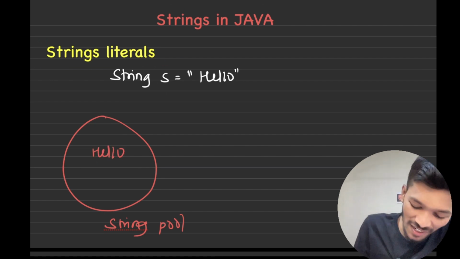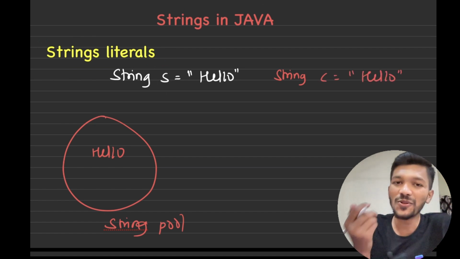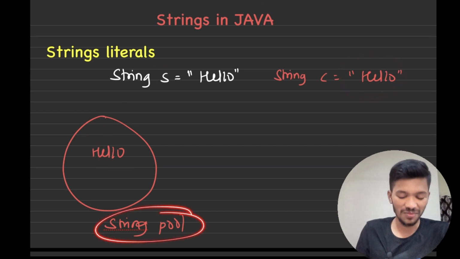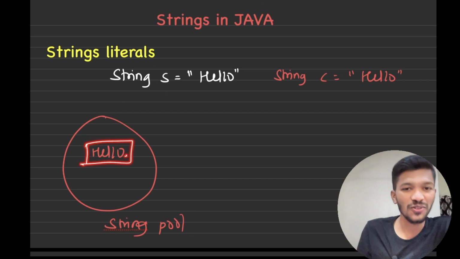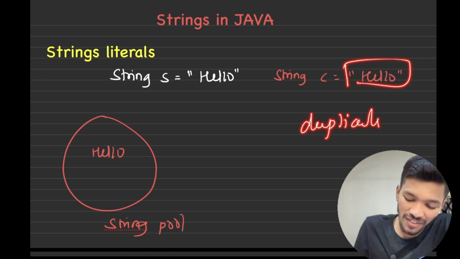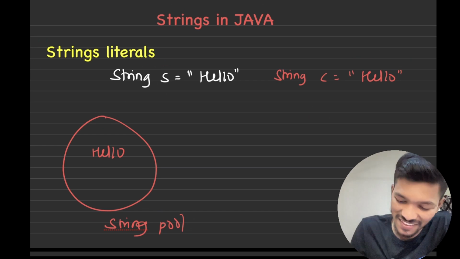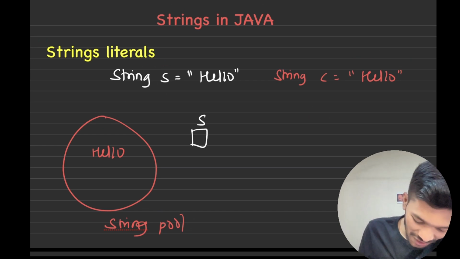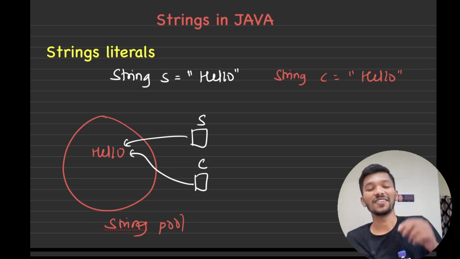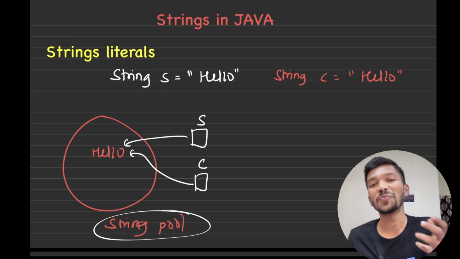Now let's suppose I declare another string named C and again initialize it with "hello". Again the JVM will scan the string constant pool and check whether there is any "hello" present. Now the JVM will see that "hello" is already present in the pool, therefore it will not create a duplicate copy. So duplicate copies are not created in a string constant pool. Therefore we have 2 strings, S and C. S will be pointing to this, and C is also pointing to this. So both have the same reference, which means in the string constant pool, the JVM does not allow us to create duplicate copies of the string.